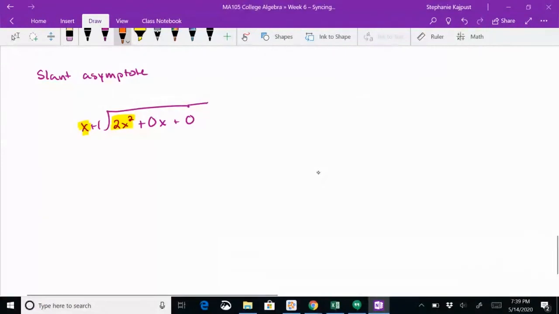And so I like to do side work here. I usually do long division in my head these days, but you guys are not at that point yet. So I like to do some side work. So we're basically taking that 2x squared, dividing it by x. And so you're just simplifying. So that gives us a 2x because one of the x's canceled. And so I write that on top above the 2x squared.